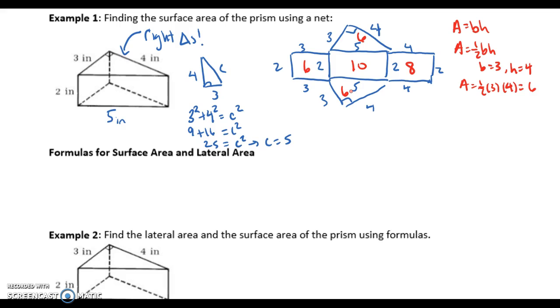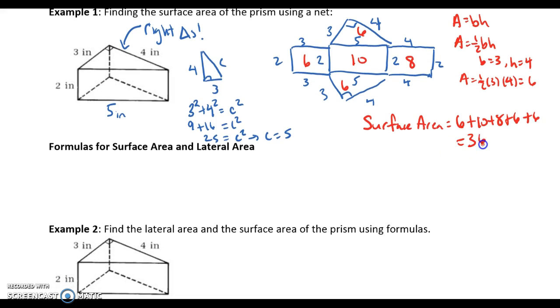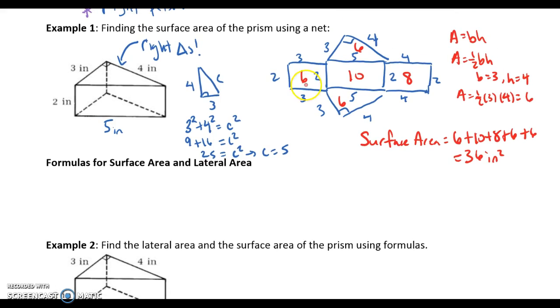And this net is just one big composite figure. So my surface area is going to be all those red numbers put together. So I add them all up, right? 6 plus 10 plus 8 plus 6 plus 6 should give me 36. And area, so square inches. So we can always use our net. If I only wanted lateral area, then I would just add those rectangles because I don't want the two triangular bases.